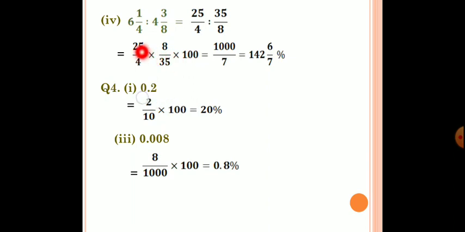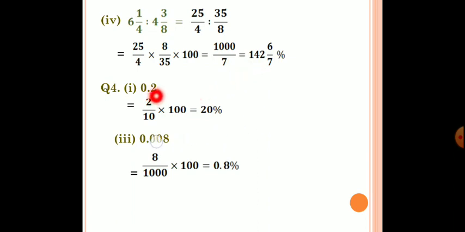So here we can cancel 5 5s are 25, 5 7s are 35, 4 1s are 4, 4 2s are 8. So in the numerator we have 5 into 2 into 100, which is 1000, and in the denominator we'll have only 7. So 1000 divided by 7 is 142 6 by 7%.